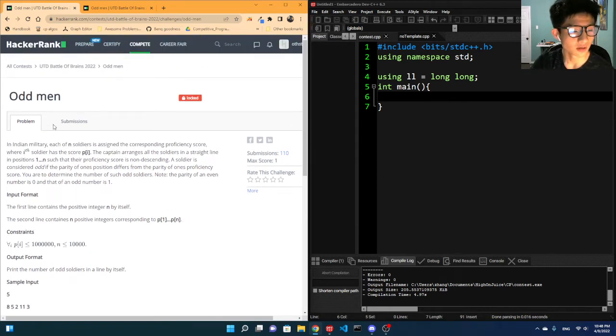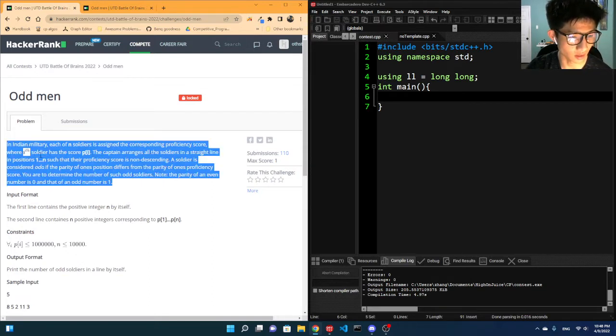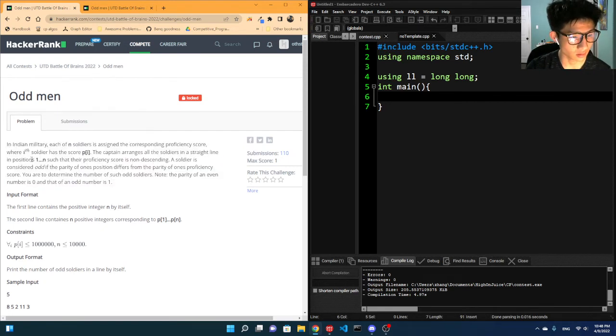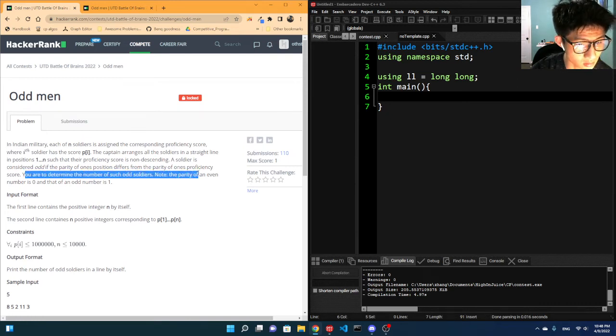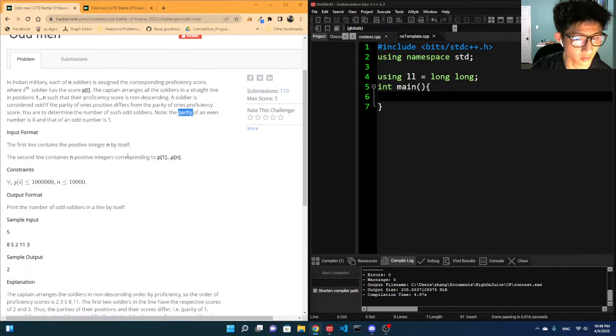So in the Indian military, each of the N soldiers is assigned a corresponding proficiency score, where the I-th soldier has a score of P_I. The captain arranges all soldiers in a straight line, 1 through N, such that their proficiency score is non-descending. A soldier is considered odd if the parity of one's position differs from the parity of one's proficiency score. You are to determine the number of odd soldiers. The parity of an even number is 0, and of an odd number is 1. Okay, parity is just even or odd.